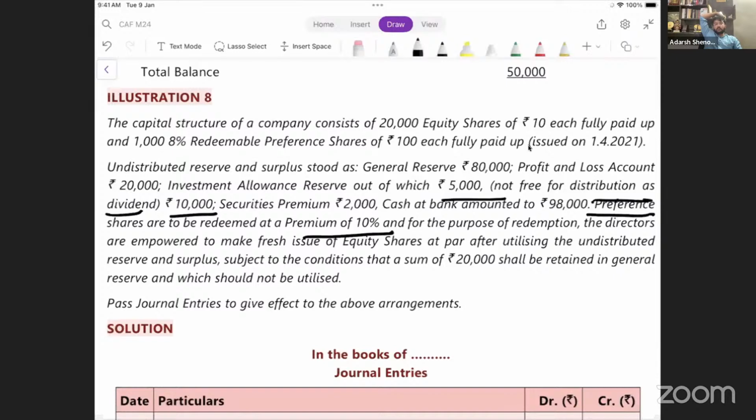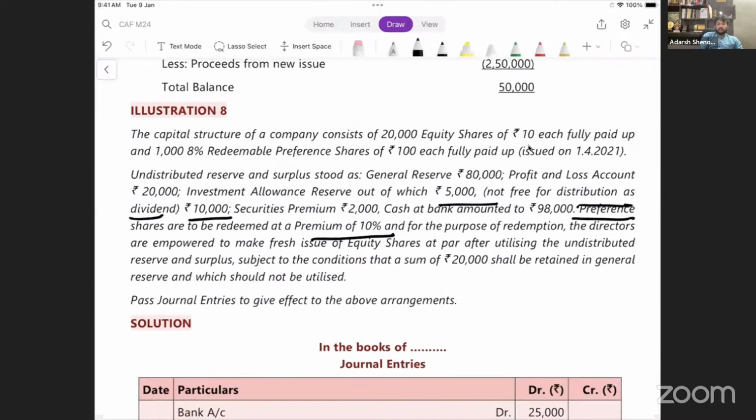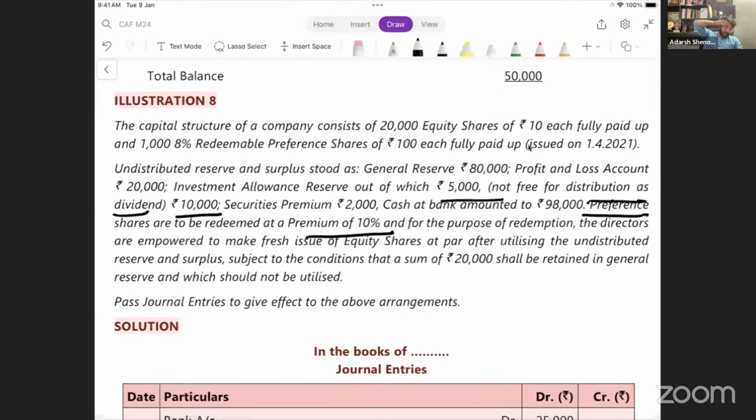We can use it over here. Security premium can't be used. Cash at bank 98,000. Fine. Preferences are to be redeemed at premium of 10%. And for the purpose of redemption, the directors are empowered to make fresh issue of equity shares utilizing the undistributed reserves, subject to conditions that a sum of 20,000 shall be retained in the general reserve and which should not be utilized. Okay, so let's. What I said is they're going for a combination of both fresh issue and they're going to take CRR.